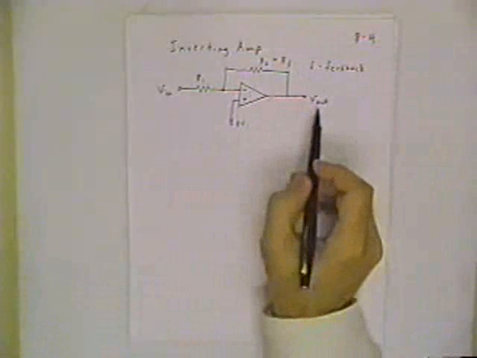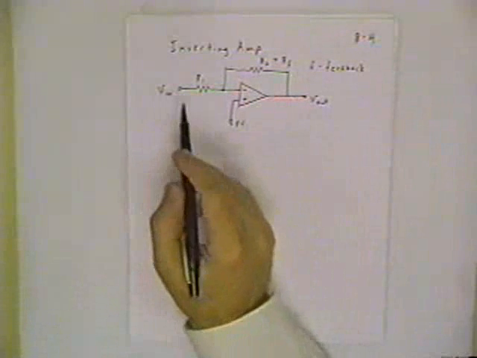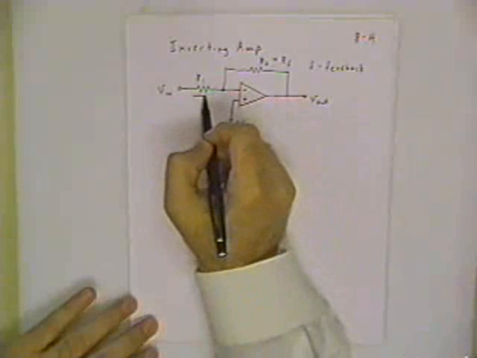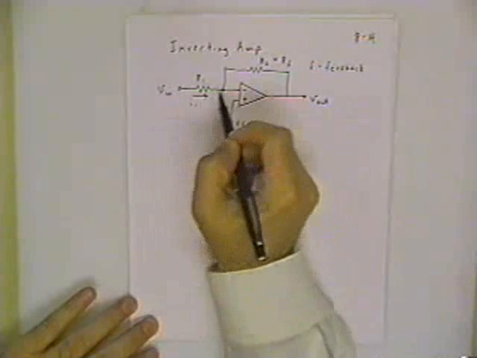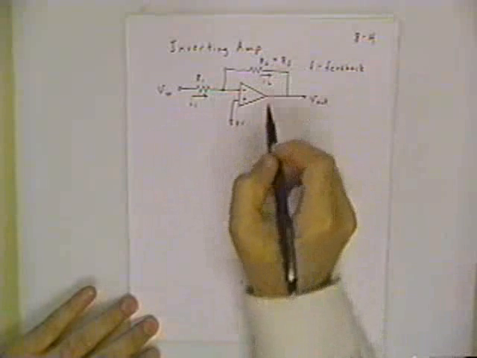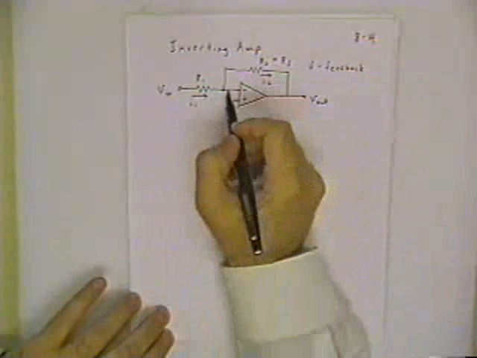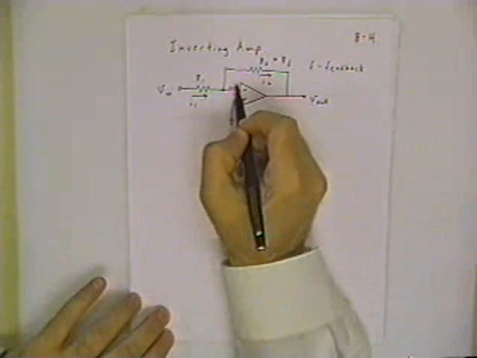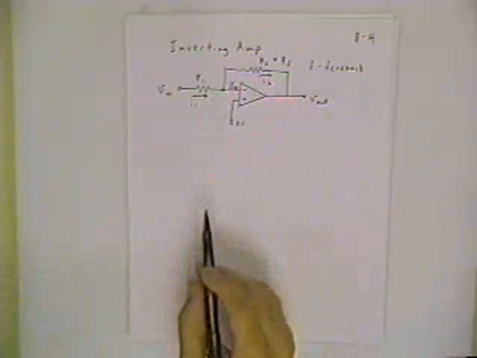But the way we're going to figure out how the output relates to the input is simply to apply the ideal model of the op-amp and the Kirchhoff laws. So let's call this I1 and I2. Remember what I said about the ideal model? The current in this wire is 0.